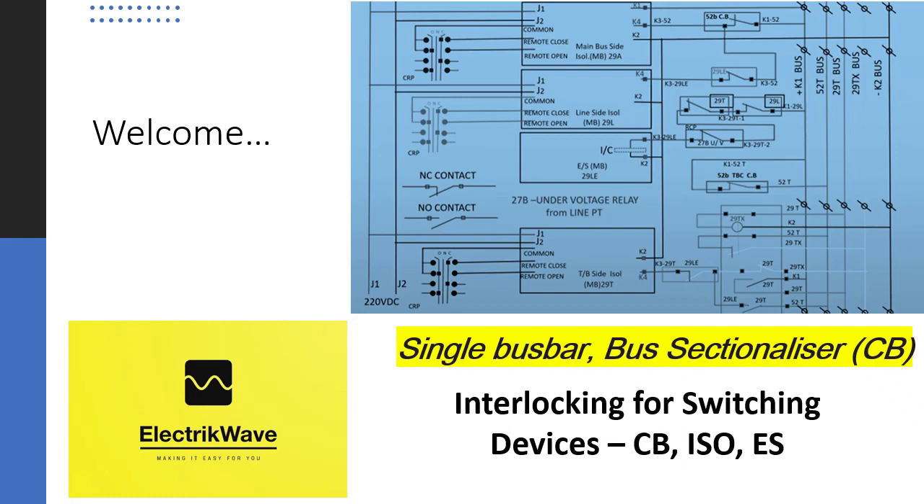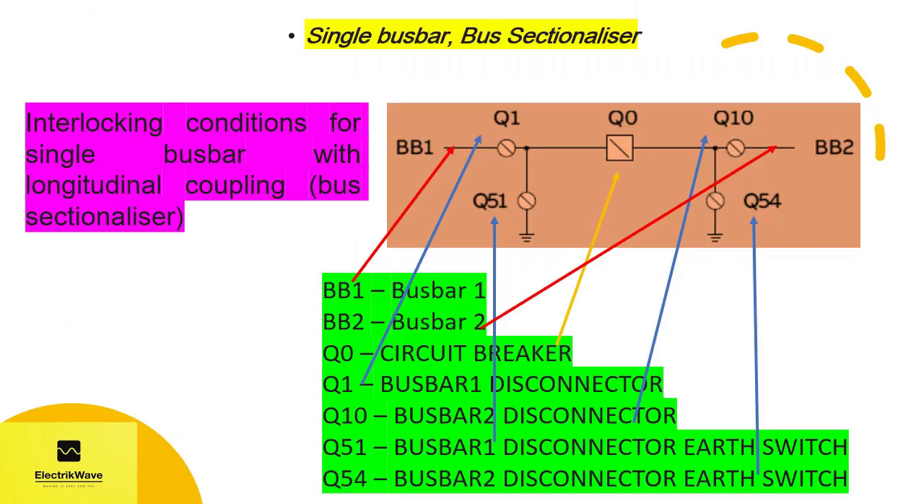Welcome. Let's understand interlocking for switching devices, that is circuit breaker, isolator or disconnector, and a switch, for bus sectionalizer as circuit breaker bay for single busbar arrangement. In this video, we will discuss interlocking conditions for bus sectionalizer with single busbar arrangement.